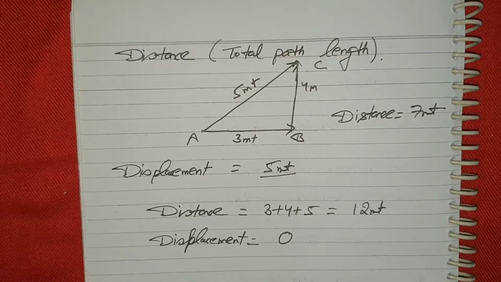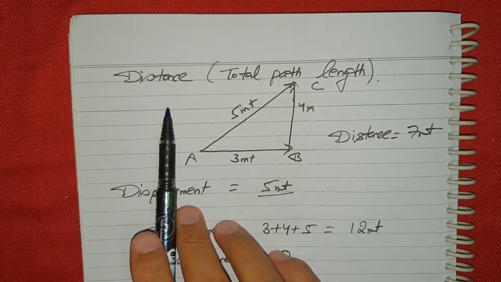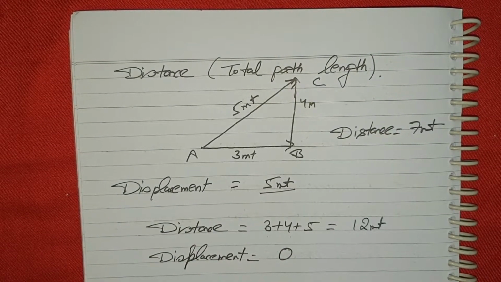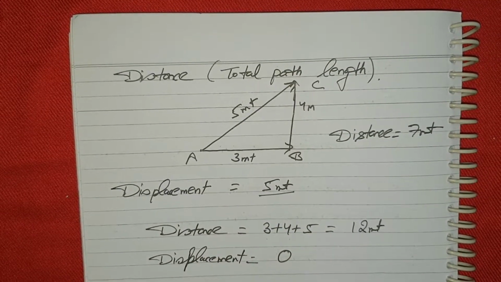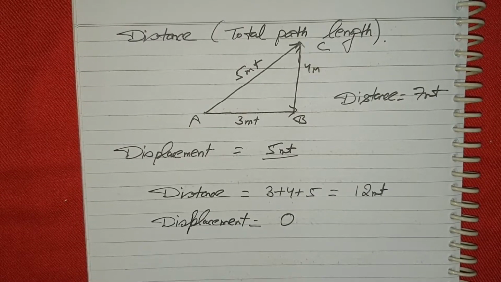So, the total path length or the distance is a scalar quantity. Its value can never be 0 or negative during the motion of an object, whereas in case of displacement, that could be 0 as well as negative in the motion.